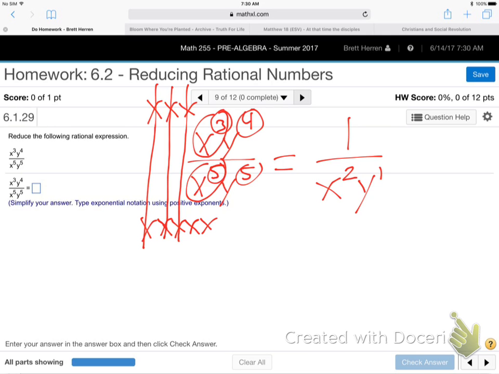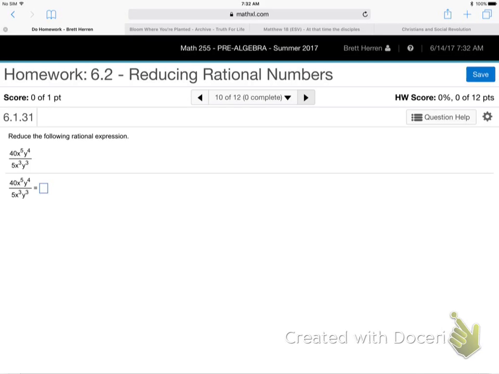Good. All right. So here is 40 x to the 5th y to the 4th over 5 x to the 3rd y to the 3rd. All right, so try that one. Do the numbers in the front, do the power subtraction. So numbers in the front divide, powers subtract. I think you know.